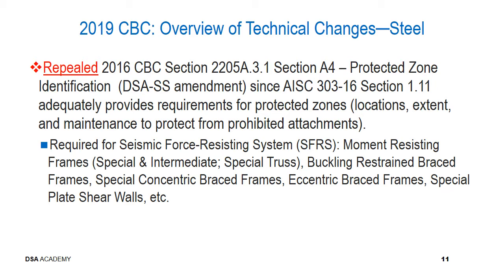These are often still going to be seen as they have been seen in the past, usually associated with the particular connections or elements or parts of the seismic force resisting system, usually in moment resisting frames, both special and intermediate, as well as special truss moment frames, buckling restrained brace frames, special concentric brace frames, eccentric braced frames, and special plate shear walls.